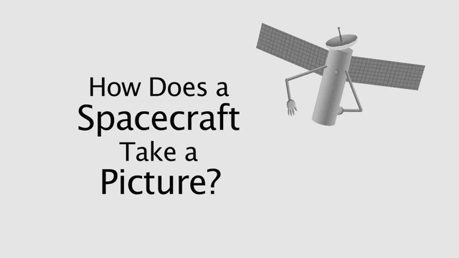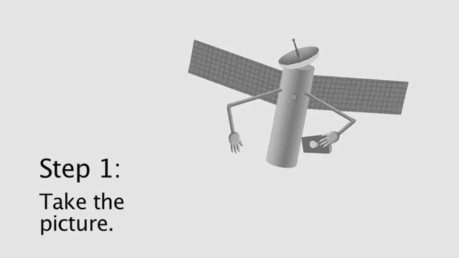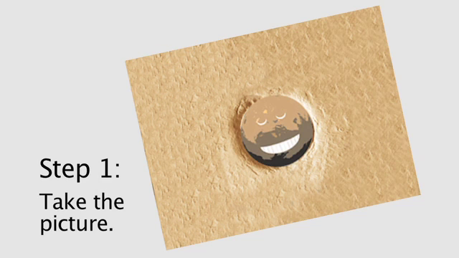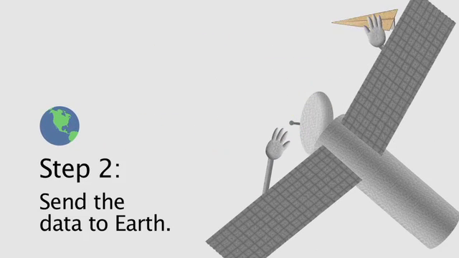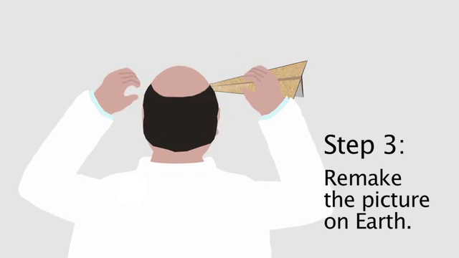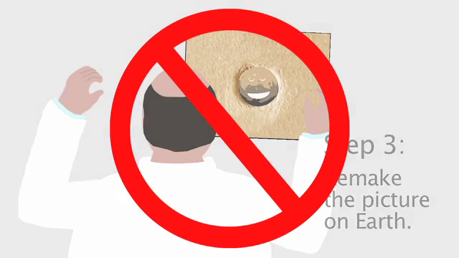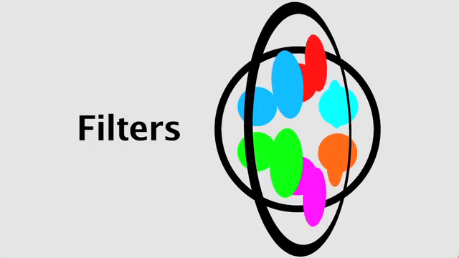How does a spacecraft take a picture? It doesn't happen exactly like that. It's really filters and pixels and math.